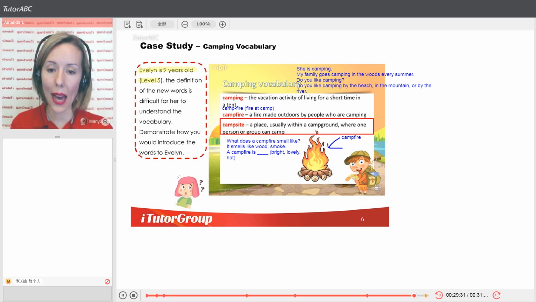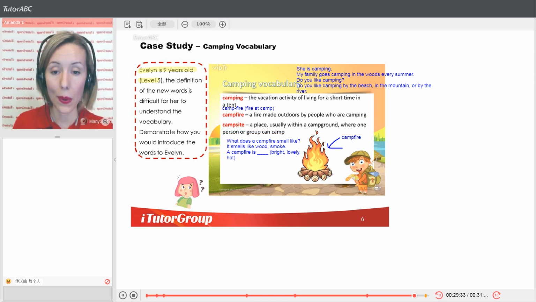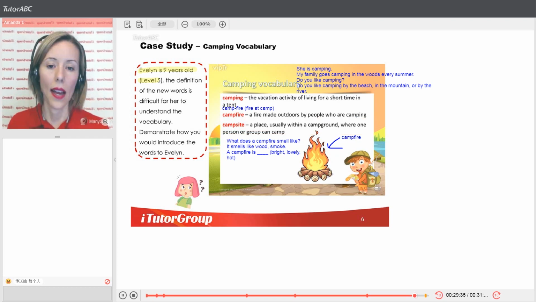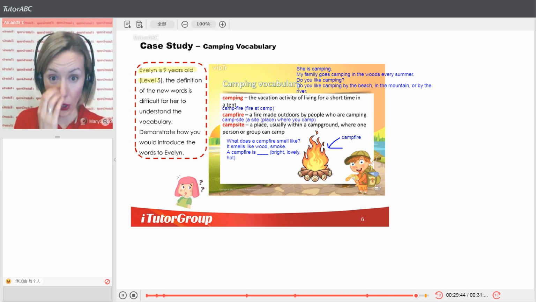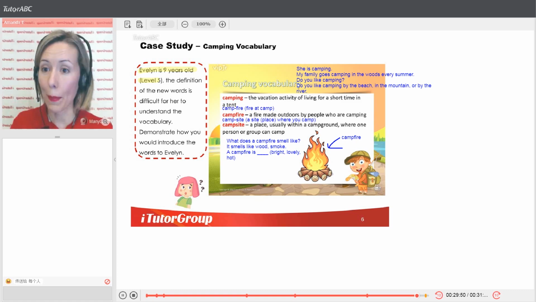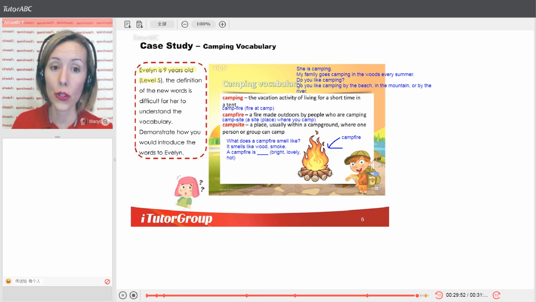And then we have the word campsite. Again, you could break it up. Campsite, a site or place where you camp. So show her the root of the word, that it's a compound word. And you again may draw a picture or show a picture, and that can be very effective.